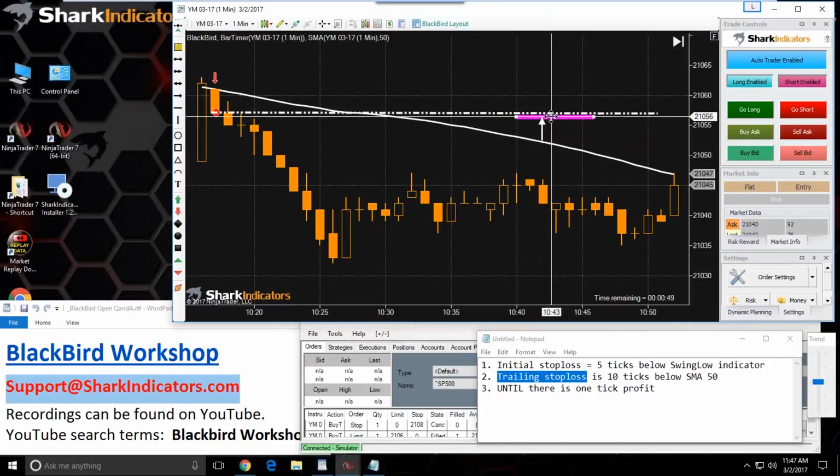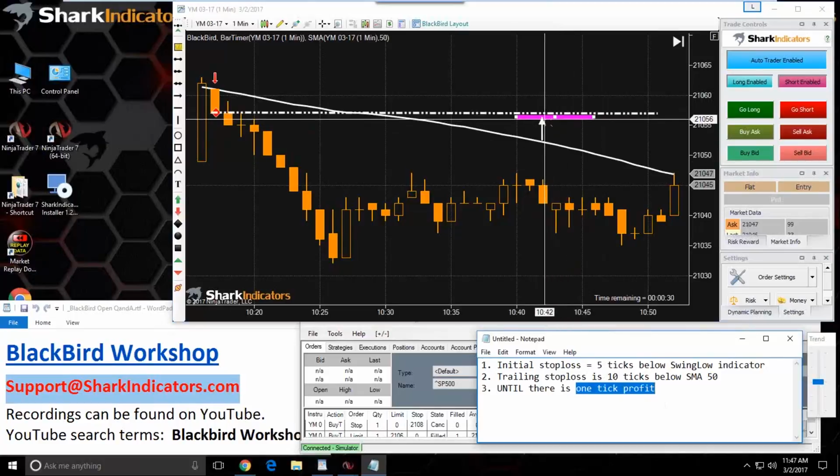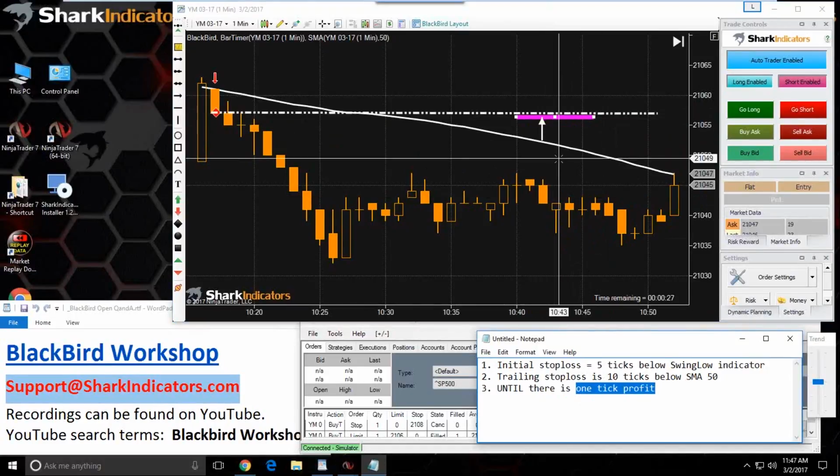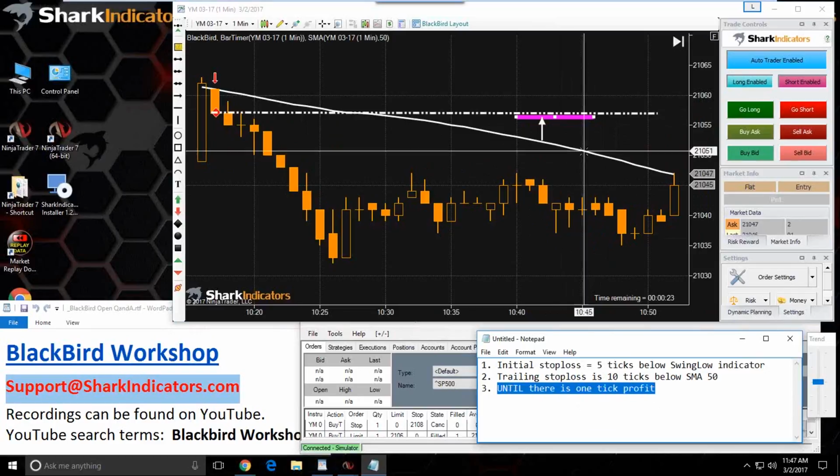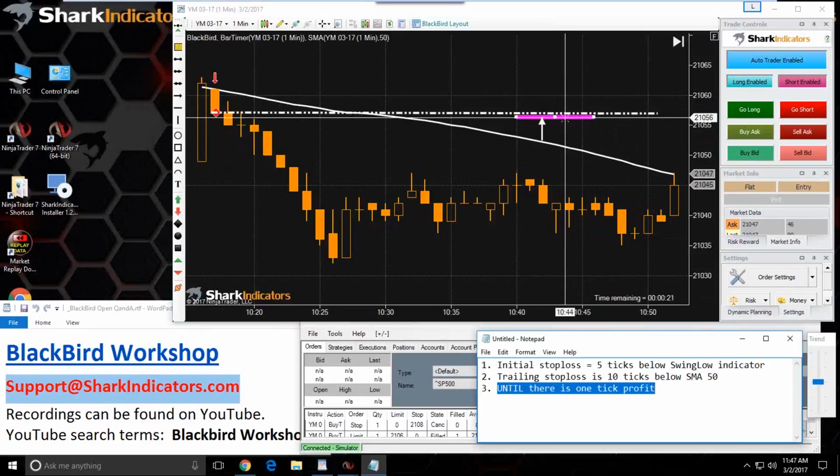So we can see it takes a while before our stop loss moves into one tick of profit. Somewhere around in here, our stop loss moves to break even plus one tick. So if we're talking one tick of profit for the stop loss, we want to trail the stop loss until there's one tick of profit on the stop loss. That's the revision I'm making here.